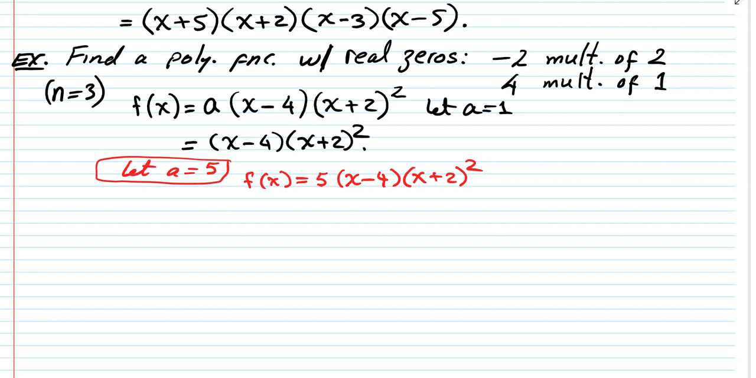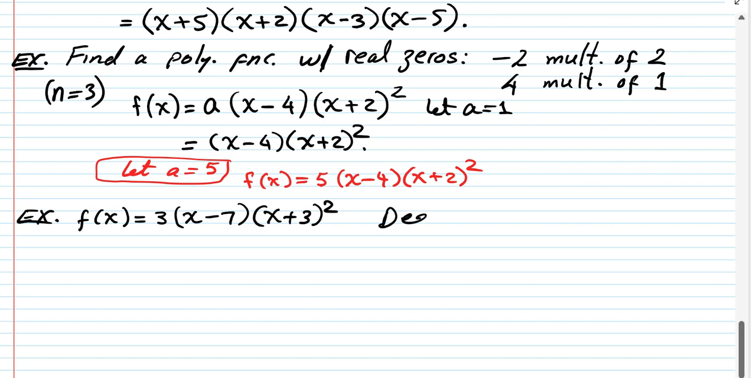Okay, now let's take a look at another way of looking at this. This time, I'm going to give you a polynomial. f of x equals 3x minus 7 times x plus 3 squared. So let's see. What is the degree of this polynomial? Well, the degree is 2 for the second factor, 1 for the first factor. Combine, you actually add those degrees. So this is a third degree polynomial because it has 3 factors.